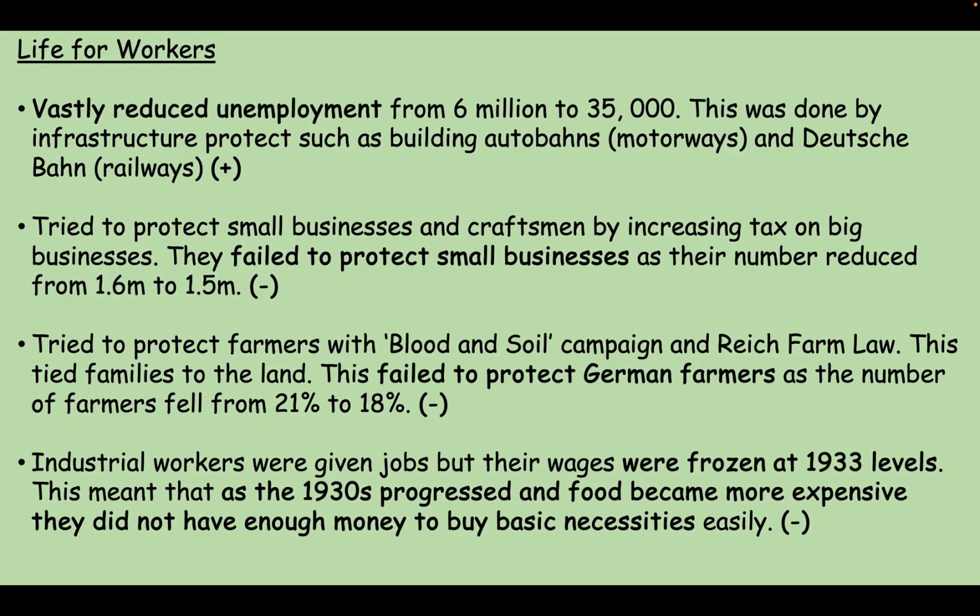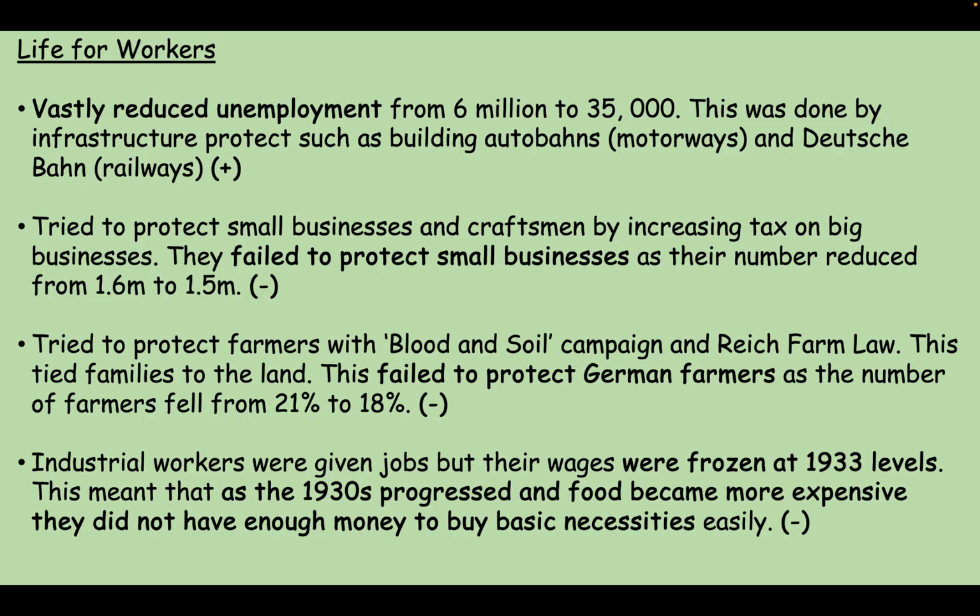But the Nazis failed to protect small businesses and craftsmen. They increased the tax on big businesses, and they think that if big businesses are paying more tax, small businesses will benefit. But it doesn't actually work out to be successful because the number of small businesses and craftsmen reduces from 1.6 million to 1.5 million. So even though they're taxing big business and trying to improve the lives for small businesses, the number of small businesses actually decreases.